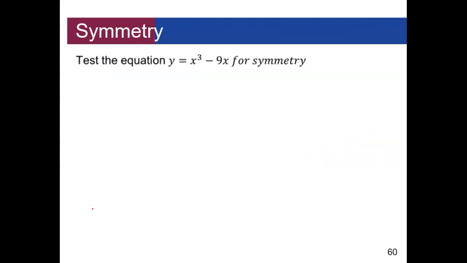Okay, here's a couple others to practice with. If you'd like to try these by pausing it and trying it yourself, that's fine. Otherwise, I'm going to go ahead and go through this. For x-axis symmetry, we want to replace y with negative y. So I'm going to have negative y equals x to the third minus 9x.